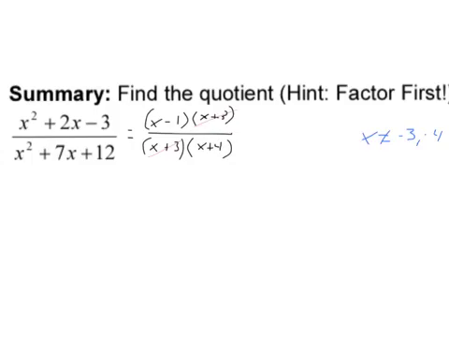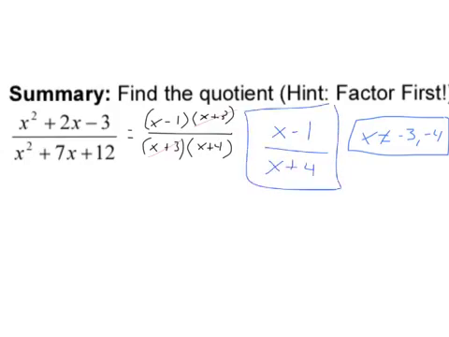This is a little restriction that we have to place on x so that when we get to our final answer, we know, hey, look, yeah, we have an answer, but this is some restrictions on what our answer is. So now that we've canceled out the x plus 3's, we can write our final answer as x minus 1 over x plus 4 with the restriction that x cannot equal negative 3 or negative 4.